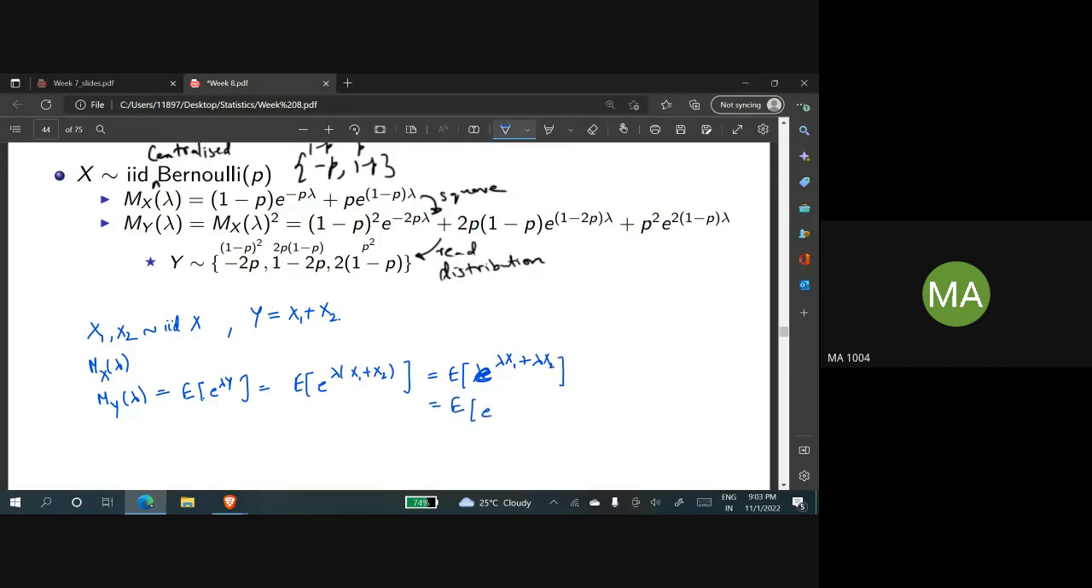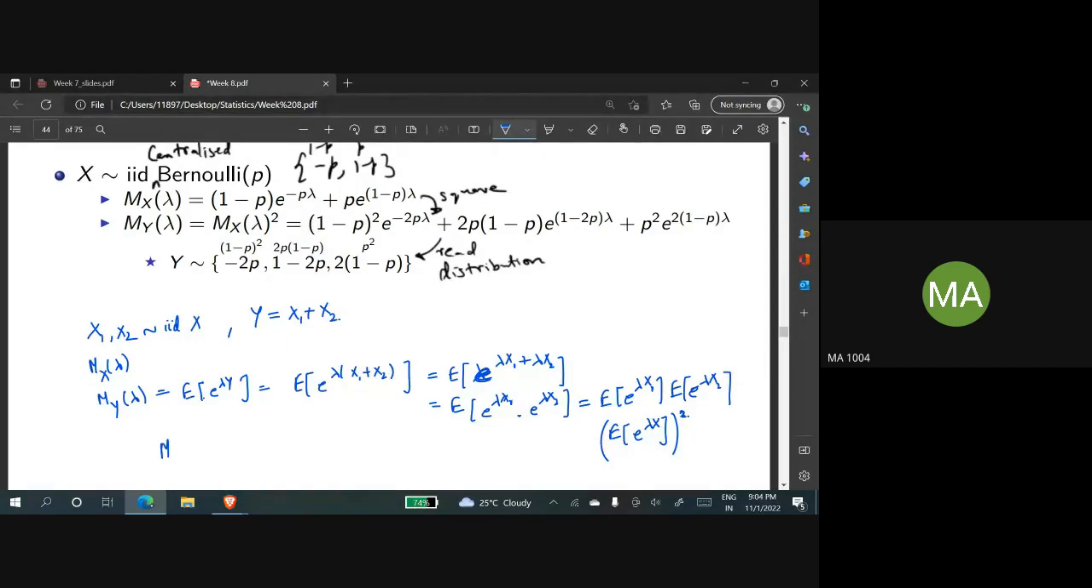This becomes the expected value of e to the power lambda X1 into e to the power lambda X2. But it is given to us that X1 and X2 are independent. We are using this property here for independence. So it becomes the expected value of e to the power lambda X1 into the expected value of e to the power lambda X2. Now, X1 and X2 are identical to X, so this can be written as the expected value of e to the power lambda X whole square.